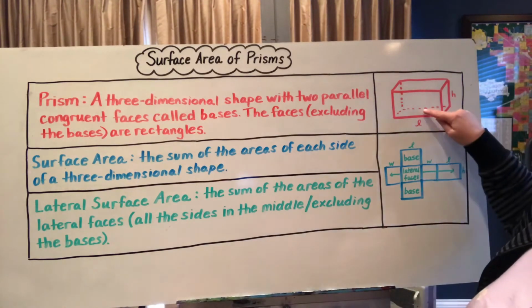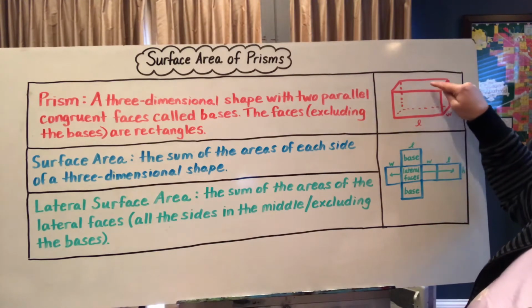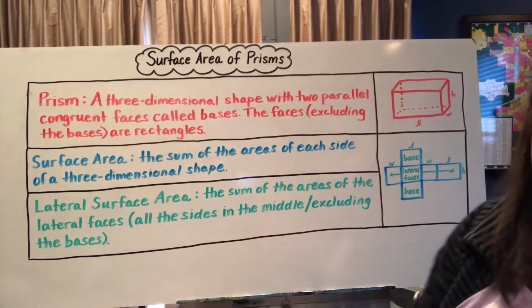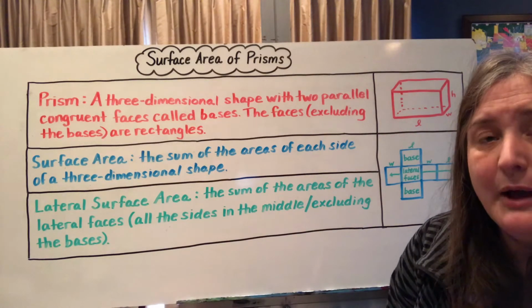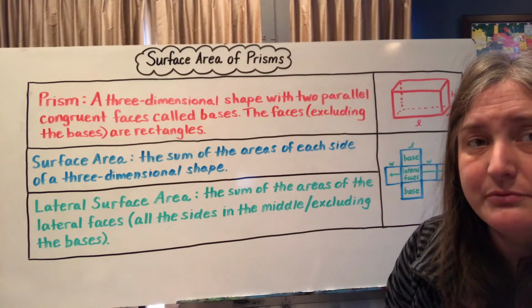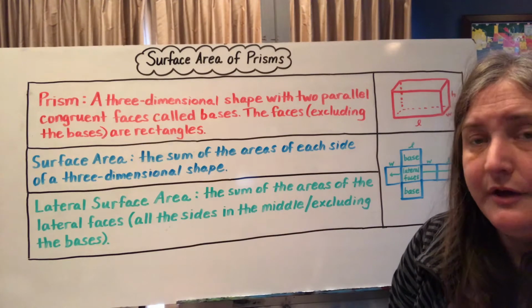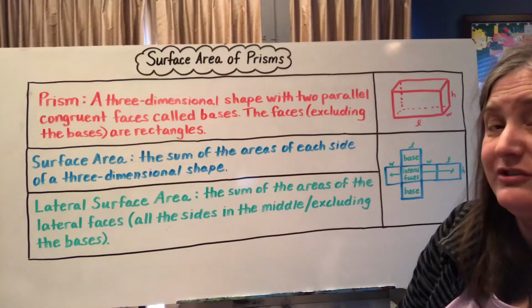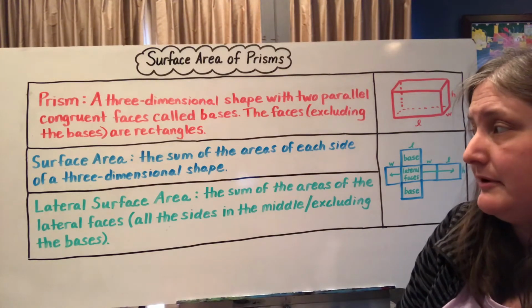So you've got your bases, which in this picture are rectangles, and all the pieces in the middle are rectangular. The bases can be different shapes, but the pieces in the middle are always rectangles in a prism. The surface area of a shape is the sum of the areas of each side of the three-dimensional shape.